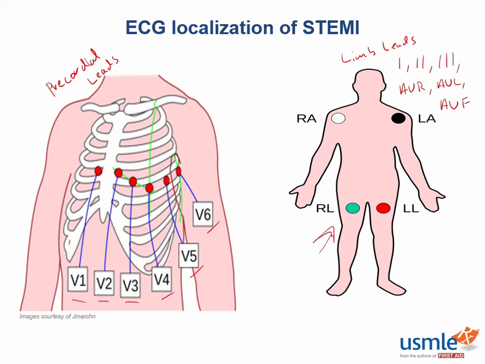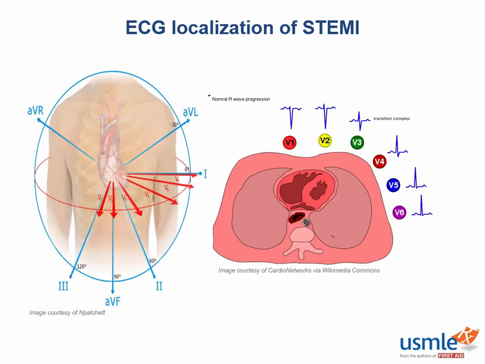Now, what we do need to know is that each individual lead corresponds to a particular location on the heart, and we can use the changes within that lead to know which artery is affected during your MI. So we'll start off here looking at the precordial leads, which are again V1 through V6. Here you can see how these leads correlate to the physical heart sitting inside the chest. This image also shows us normal R-wave progression, which is great to know, but not the purpose of this image.